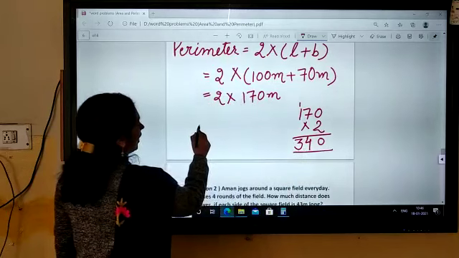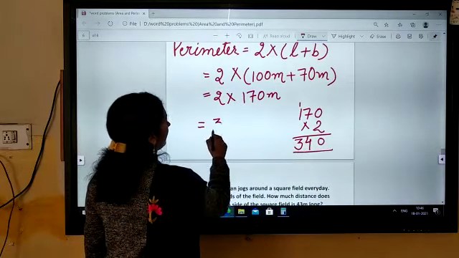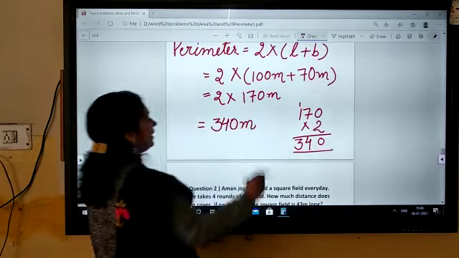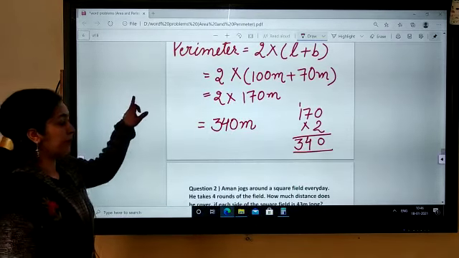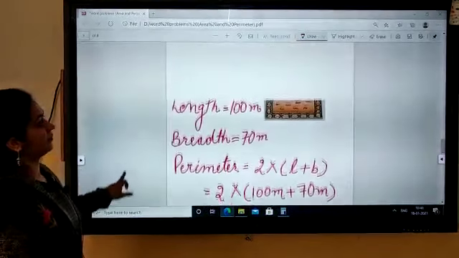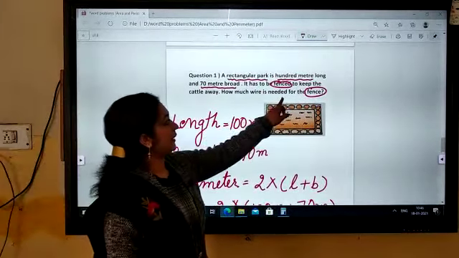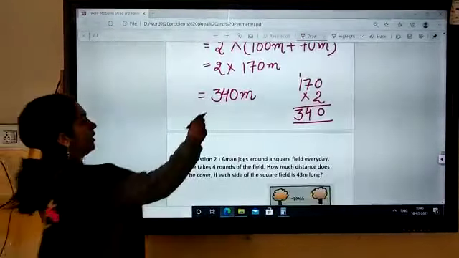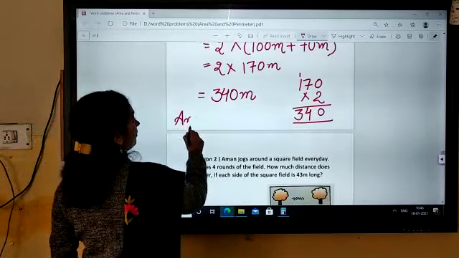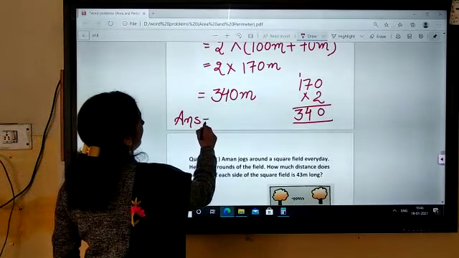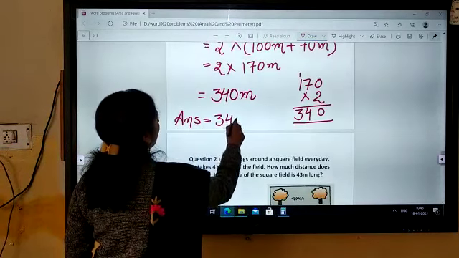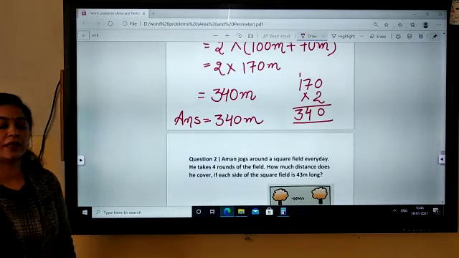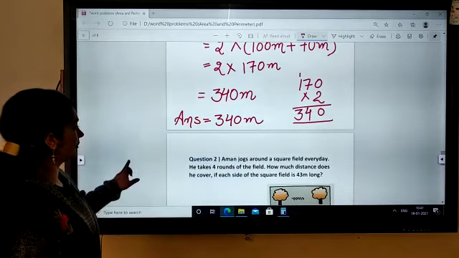So our answer will be 340 meters. Okay? Means the wire needed for the fence is 340 meters. Okay? Now let's solve one more question.